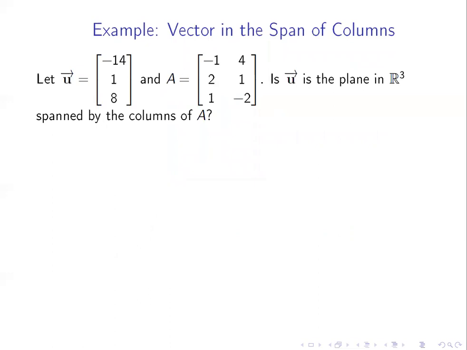Now, let's have u and A. If I say, is u in the plane of R^3 spanned by the columns of A? Okay, that sounds all fancy. What that means, as a reminder, is that is this augmented matrix where notice I have matrix A and I have u. Does this augmented matrix have a solution? So go ahead and pause the video and solve that augmented matrix. Hint, row reduction.